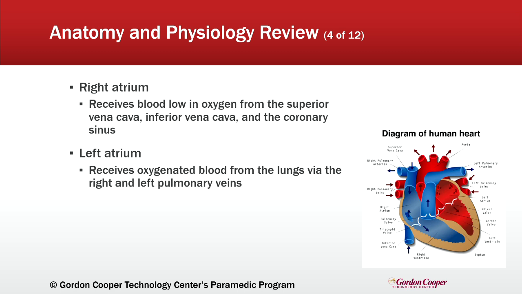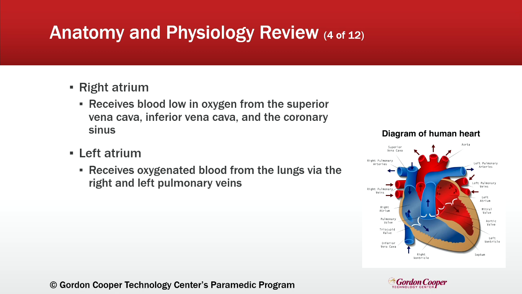Let's dive a bit deeper into the roles of the right and left atria in the heart. The right atrium plays a crucial role in our cardiovascular system. It receives blood that is low in oxygen from several sources, including the superior vena cava, the inferior vena cava, and the coronary sinus. Think of it as the heart's receiving chamber, welcoming back the blood that's traveled through the body, which needs to be sent to the lungs for oxygenation.